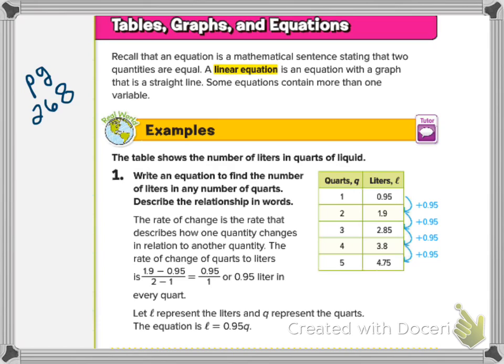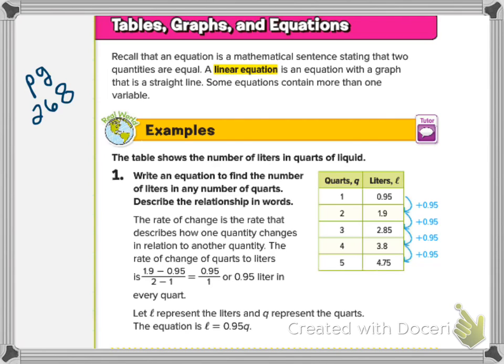So the next page we're looking at is page 268, the tables, graphs, and equations. We want to recall that any equation is a mathematical sentence stating that two quantities are equal. And a linear equation is an equation with a graph that is a straight line. So some equations contain more than one variable.